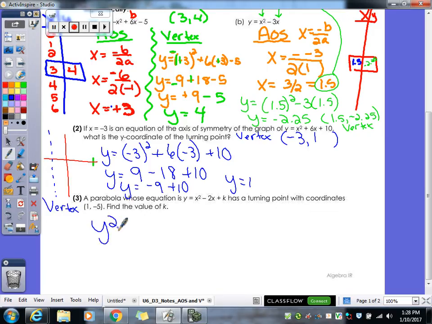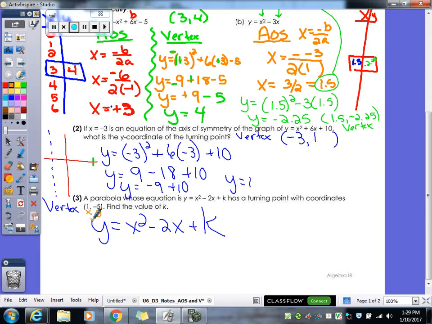They give you the equation for the parabola to be y equals x squared minus 2x plus k. K is the number we're looking for. They're saying, what is the last number in that problem? Now, they gave you a point. They could give you any point. It didn't have to be the vertex. 1, negative 5. All I have to do is plug that 1 in for x, the negative 5 in for y, and that's how you solve for k.